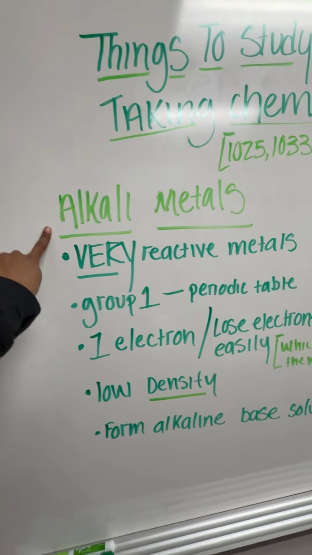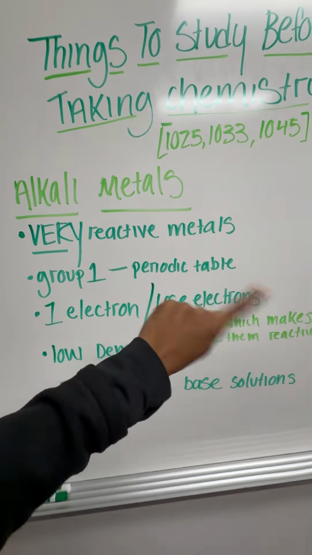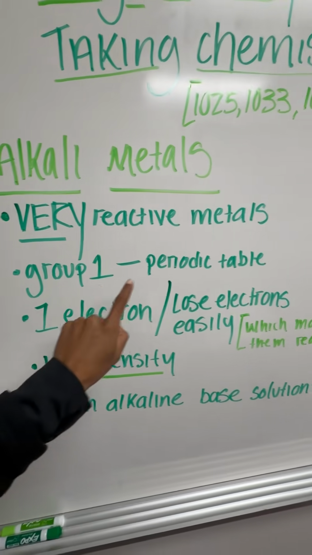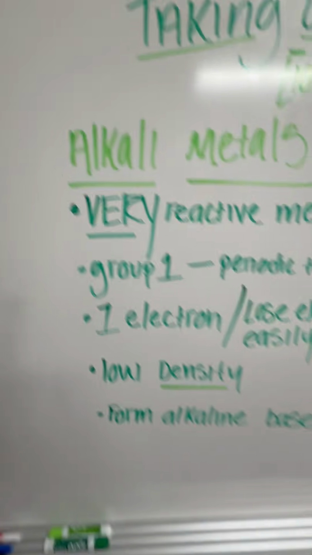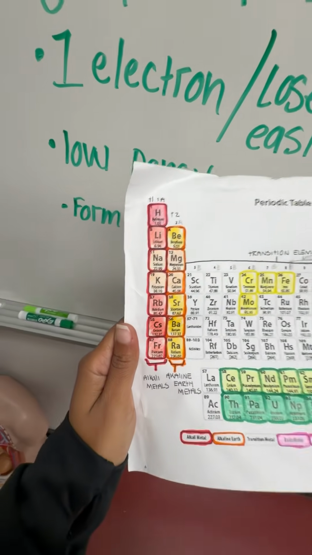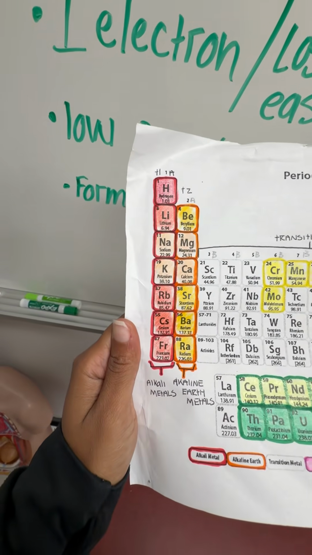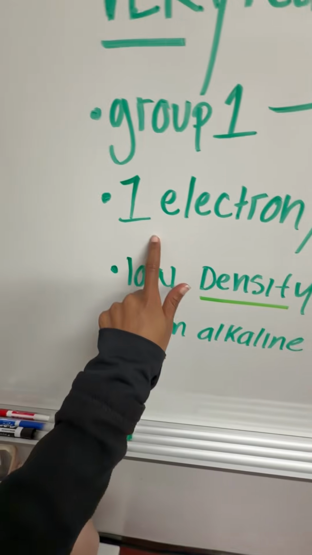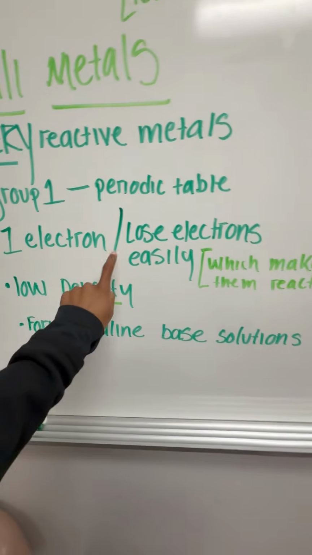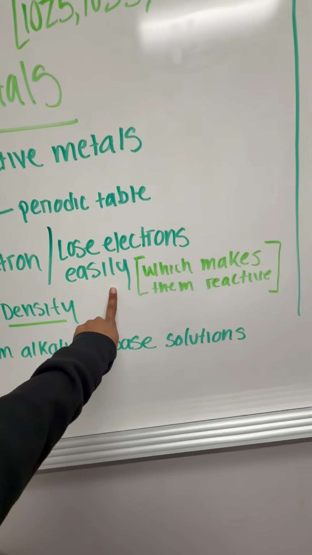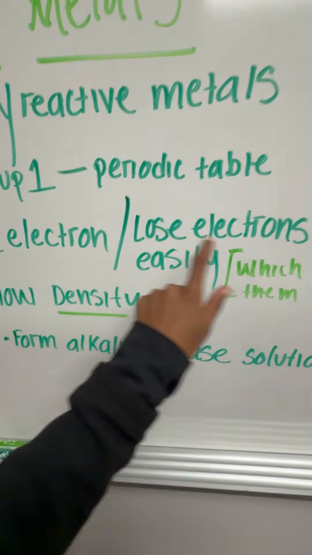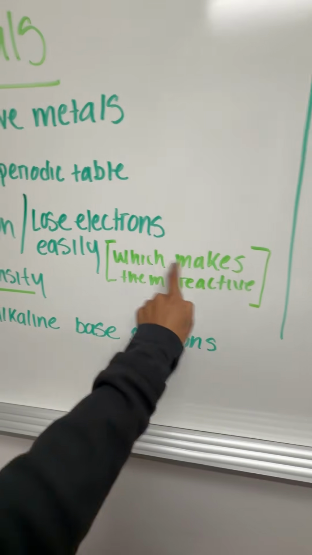The alkali metals are very reactive metals. They are in group 1 of the periodic table, which I'll go ahead and show you now. As you can see, group 1 alkali metals right there. They have 1 electron, so that means they lose electrons easily, which makes them reactive.